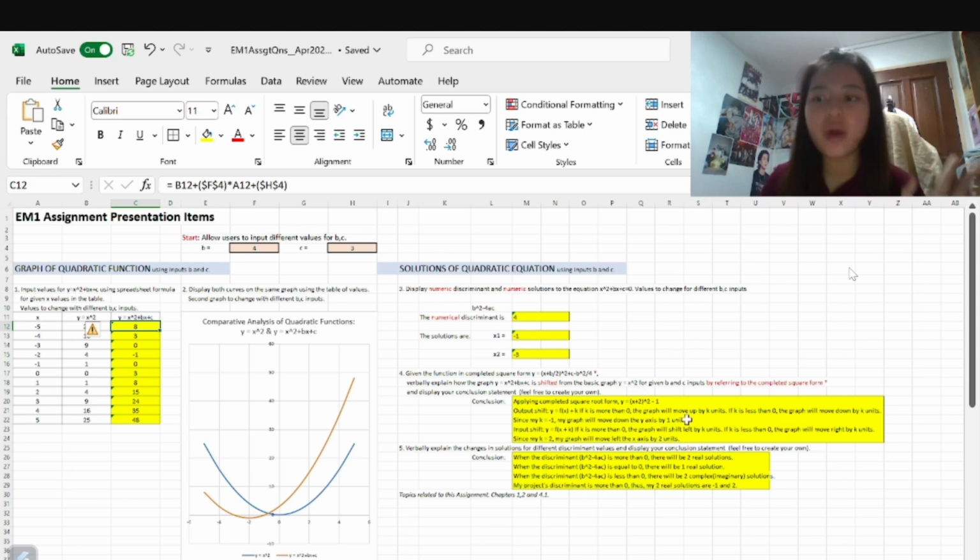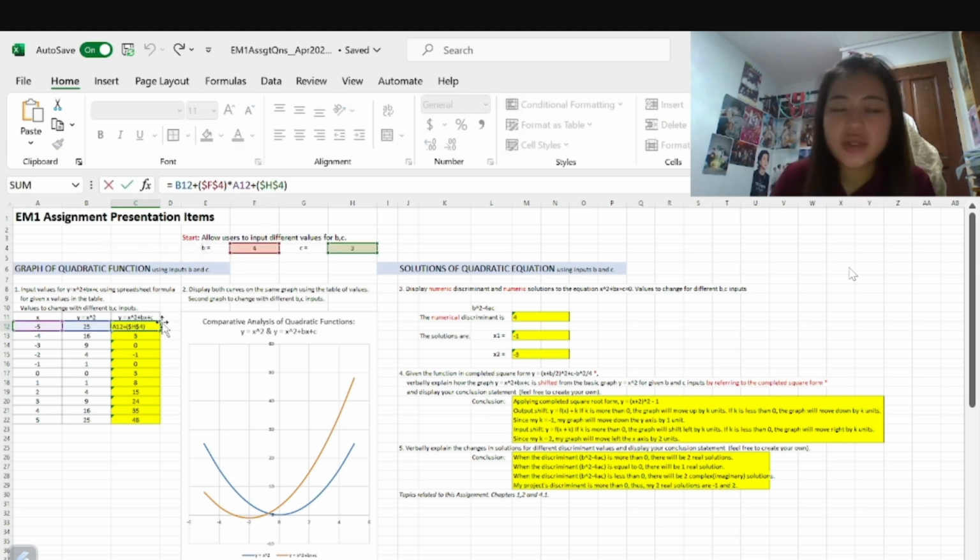Hi everybody, today I'll be walking you through my Excel sheet. For my Excel formulas, I just input what I want to put inside my calculations according to the row and columns of the cell. So this cell right here, B12 plus F4 times A12 plus H4. Equal is just equal, plus is just plus, multiplication is represented by an asterisk.